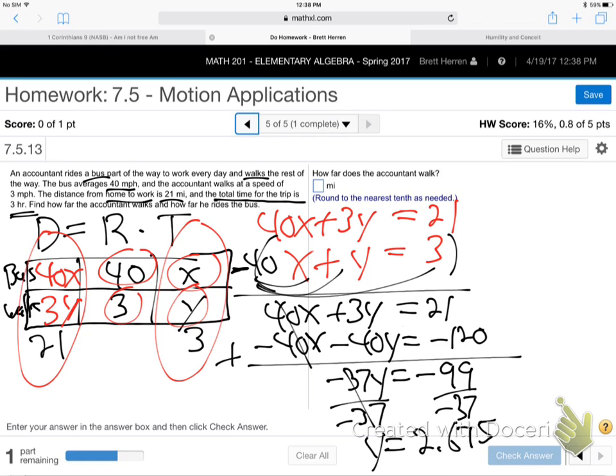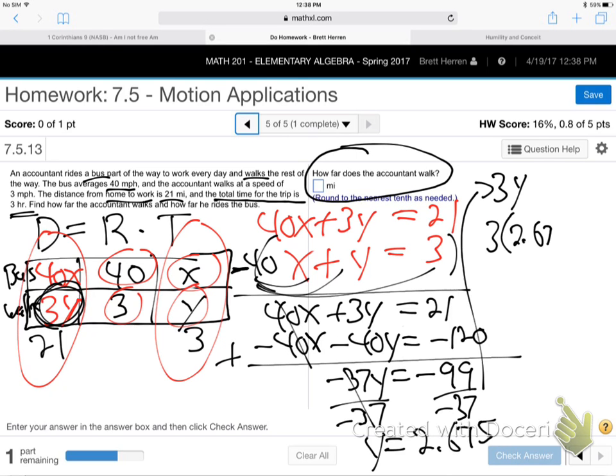Yeah. Up here they say, remember, this is the key. It's not the answer. It's the key that will unlock the answer. Right? What do they want from me? What are they asking? The walk. How far? What is that? Is that a distance, rate or time question? How far? Distance. How far did the accountant walk? What is the distance of walking? So we go to the distance walking box, which is right here. 3y. So they want 3y. So 3 times the 2.675.